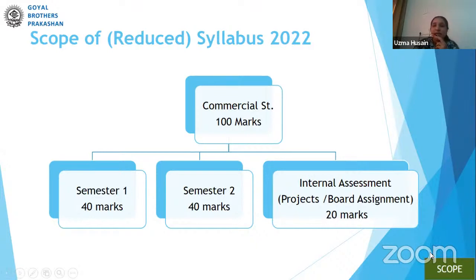Commercial studies is a 100 marks paper. Now this 100 marks paper had semester 1, which was for 40 marks and is already done, that is the multiple choice paper, and semester 2, for which students will be appearing for the exam. And we have the internal assessment, where we have the projects or the board assignments carrying 20 marks. These are the internal marks which the school must have assessed; every teacher must have assessed their students.